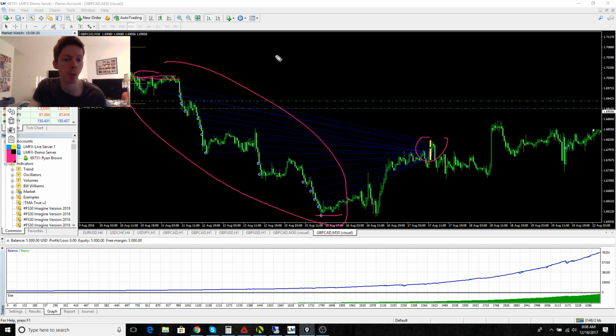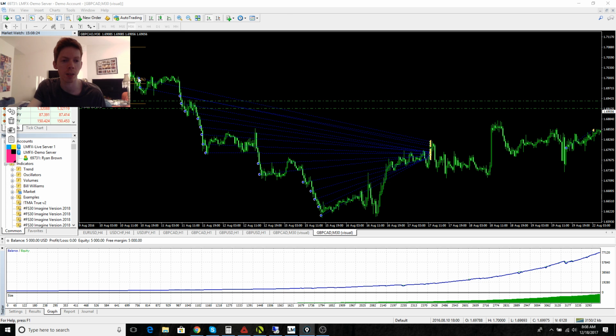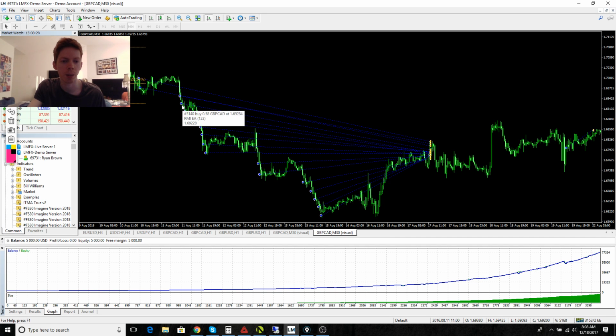Now remember that each order is the same risk size. So in this case, there it is, 0.58, and you can see that every single order is the same. So this is not martingale. A lot of people confuse multiple orders as martingale, but martingale means that each order is doubled, and this is not the case with this strategy.